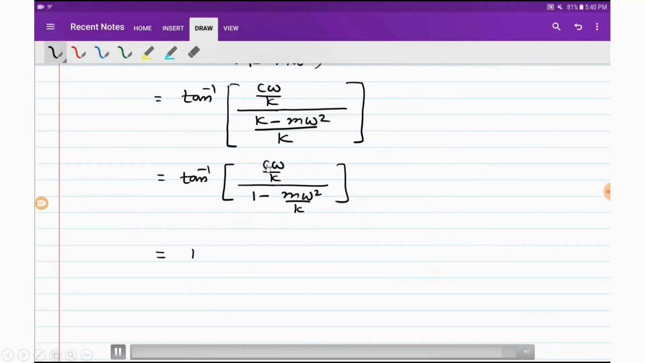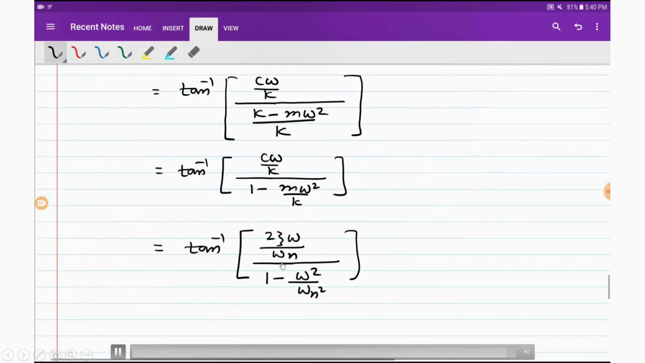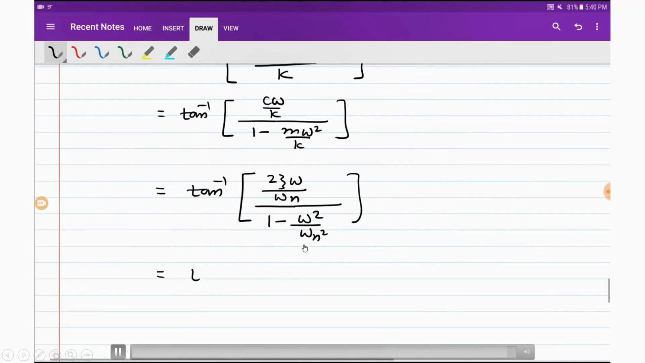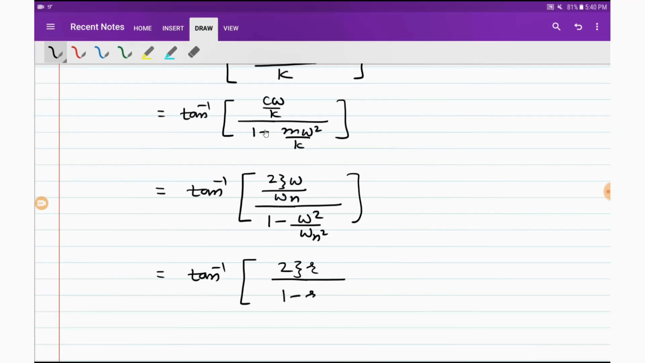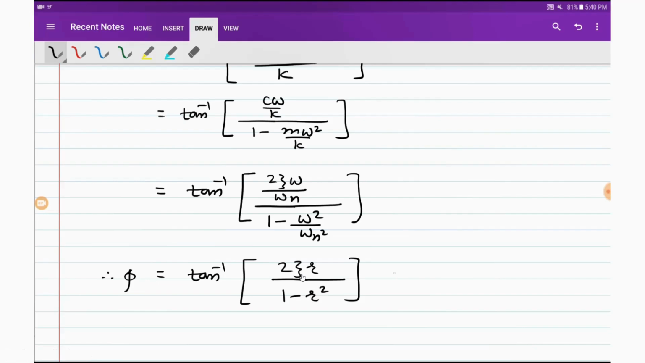So c upon k, we have just seen that it is 2 zeta upon omega n, and this omega is already there. So it is 2 zeta omega upon omega n. M by k is 1 upon omega n square, and again omega by omega n is r, that is the frequency ratio. So this is 1 minus r square. So this is the value of phi, which is also expressed in terms of r and zeta. We'll continue with the derivation in our next lecture.